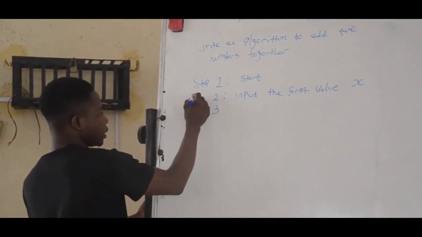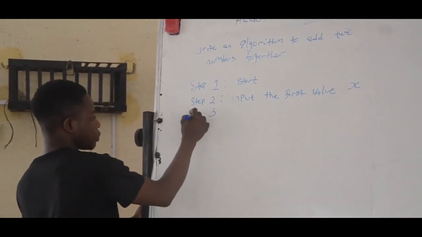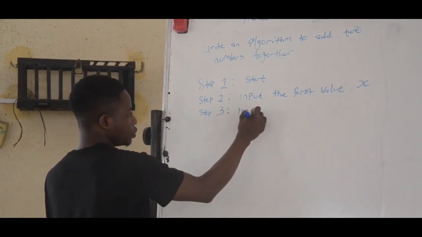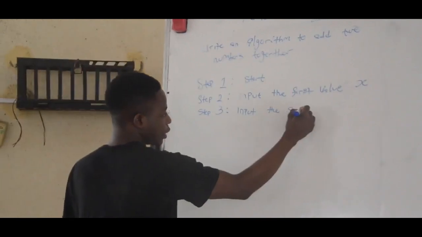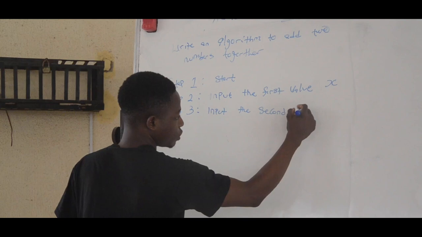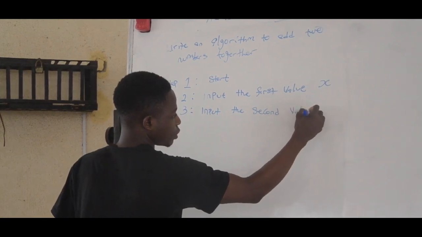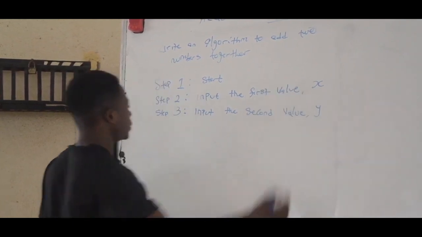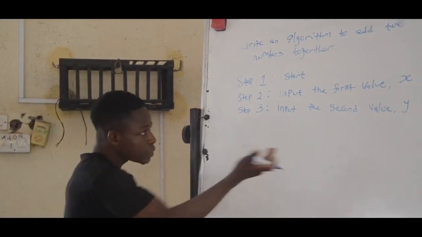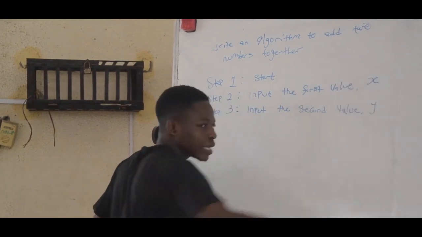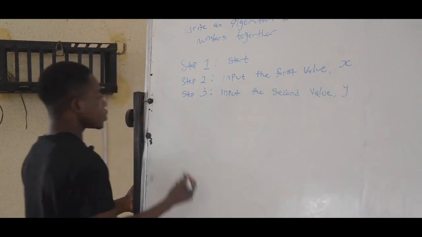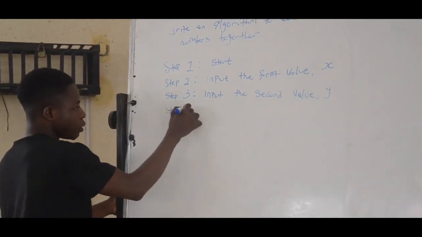Then your step 3, always write your step, is very important, because I'm going to check it when I'm marking. So input the second number. I'll try to use value. So now Y. So you already accept the 2 values, whether it is Shade, whether it is Ibrahim, anything that they are bringing, this thing will accept it and you store it as X and Y.